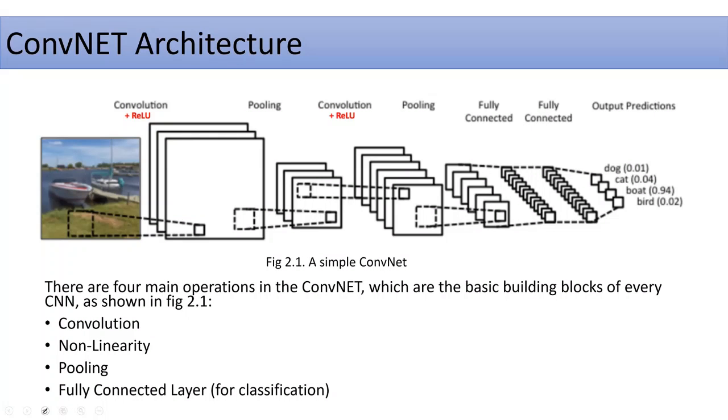ConNet architecture. Just by taking a glance at the right hand side over here, you can see there are four classes: the dog class, the cat class, the boat class, and the bird class. There are numbers written right beside them. These numbers are basically the probabilities that the particular image belongs to this particular class. So as you can see, this image here is of a boat, and the CNN predicts this image to be a boat 94% of the time. That means the prediction of the CNN is perfectly correct.